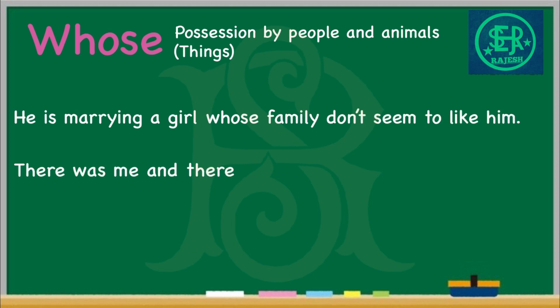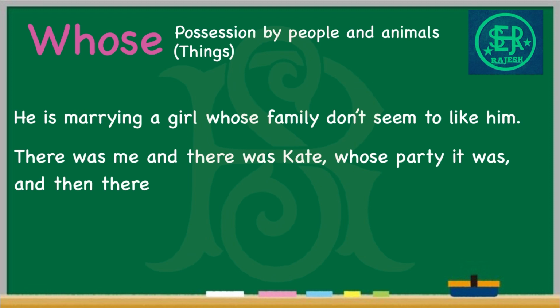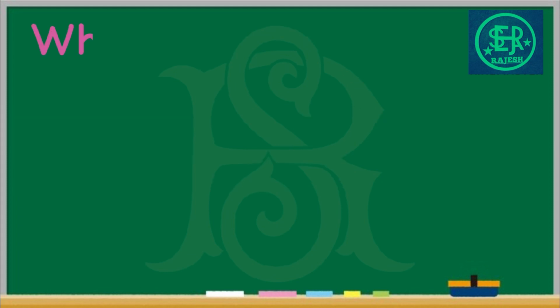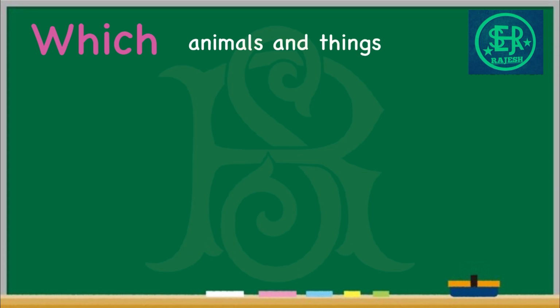There was me and there was Kate, whose party it was. And then there were two other people. Actually, it was Kate's party. Relative pronoun which. We use which in relative clauses to refer to animals and to things. We use it to introduce defining and non-defining relative clauses.